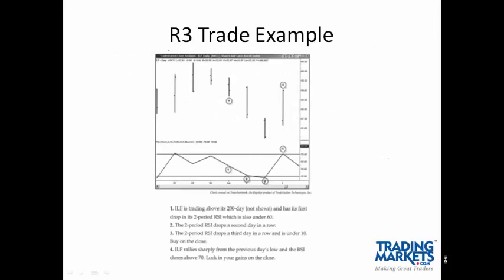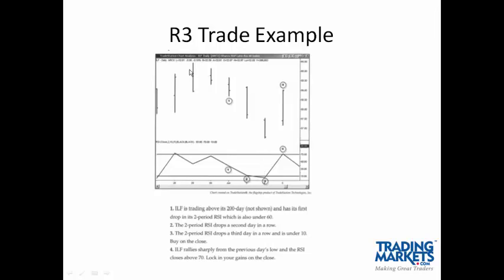Here's an example. What we're looking for is for the ETF to be above its 200-day moving average, and that's not shown in this chart. We do want to see the two-period RSI drop for 3 days in a row, and that occurs as marked here. And the actual entry would be at this position.